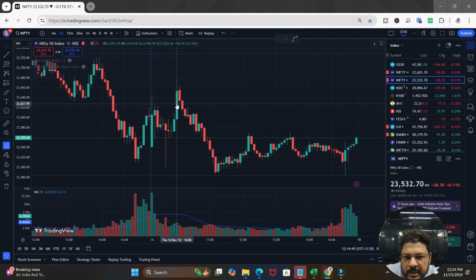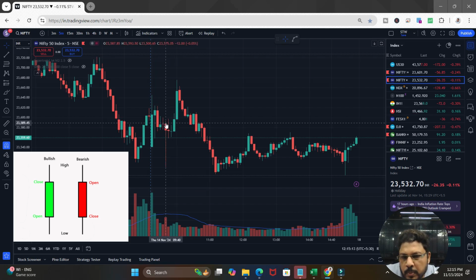Like this, every 5 minutes there is one candle, and this candle shows where the price opened and where it closed. If it opened here at 23571 and closed at 23607, that is, from the open to close it moved positively, so it's in a positive trend. So this is the color of the candle, which is green. If it opened higher at 23589 and it went till 23500 and closed below the open, which is 23575, then the candle color is red.